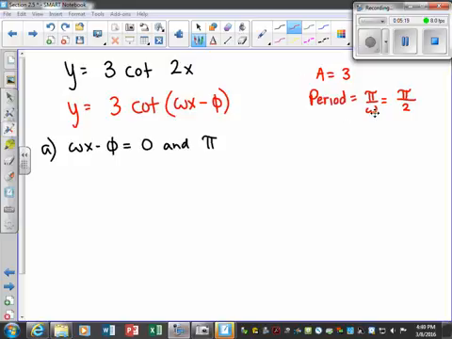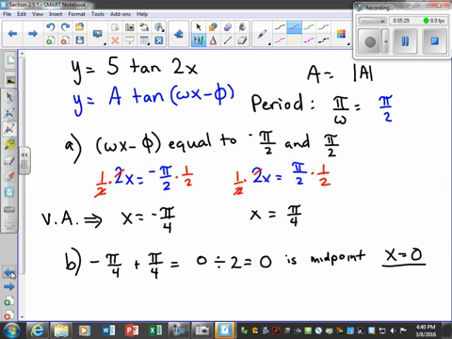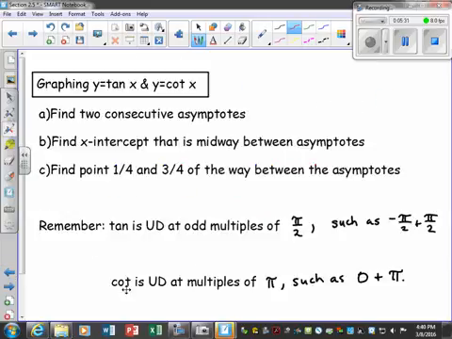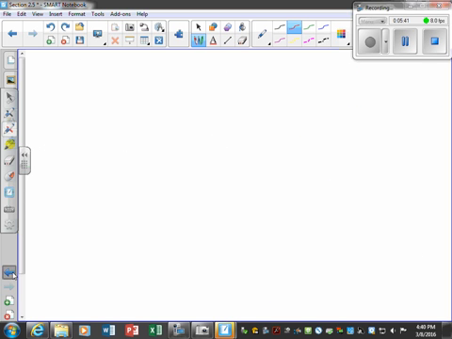I jotted that information over there. So one cycle happens in pi over 2. Part A said find the asymptotes. Now we remember, let me just jog back over here real quick, for cotangent, it's undefined at multiples of pi, such as 0 and pi. So when I set that equal to 0 and pi, that's why we're making that adjustment.